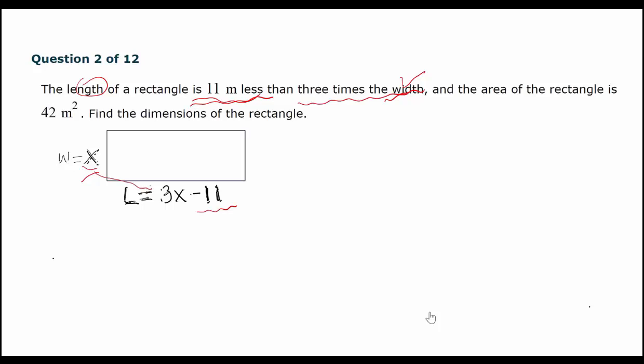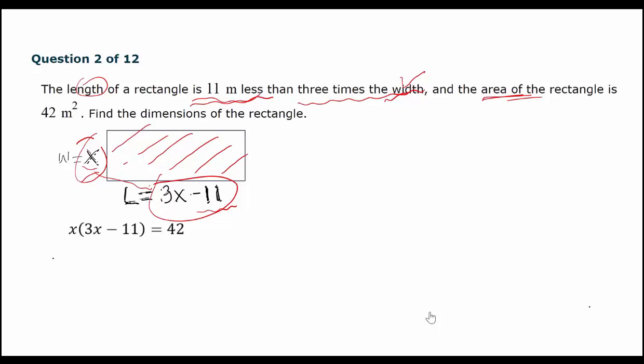So length is nothing but 3x minus 11. Now, how do we find area? Because it's given area. Area is length times width. So if we do x times 3x minus 11, that will be 42 square meters. That's the information given. So we got the equation here.